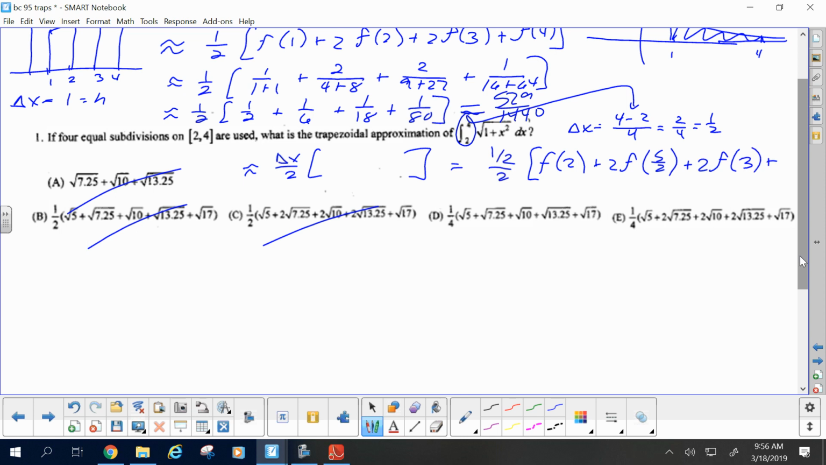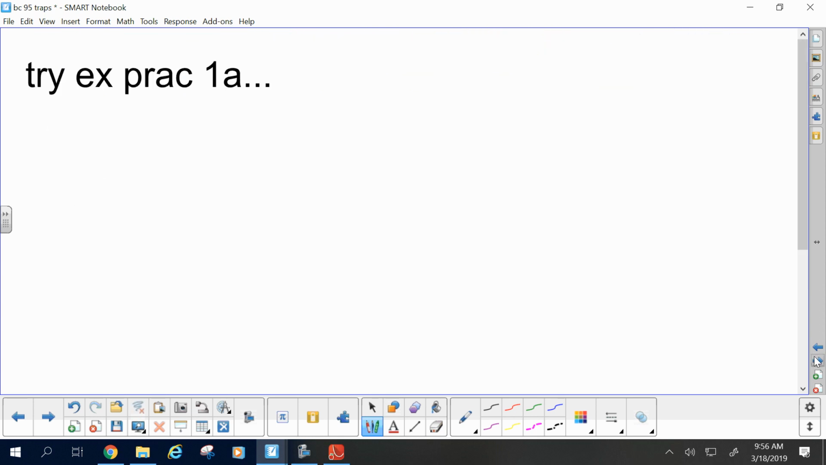Are you feeling D or E? It is E. It's got the twos that you would expect for the inner values, right? Let's, in the interest of time, have you try one more. Go to the extra practice, please, and do 1A.